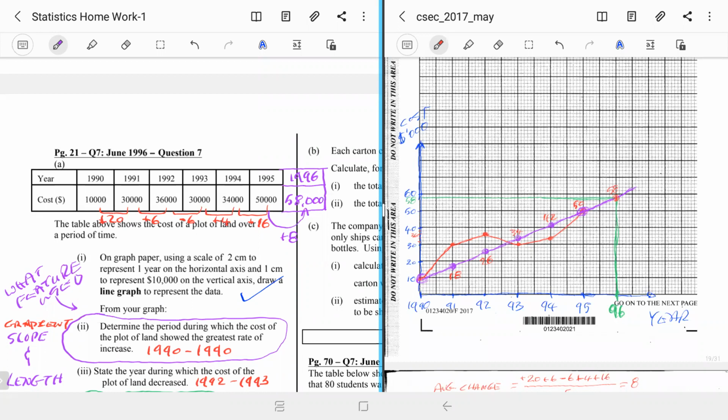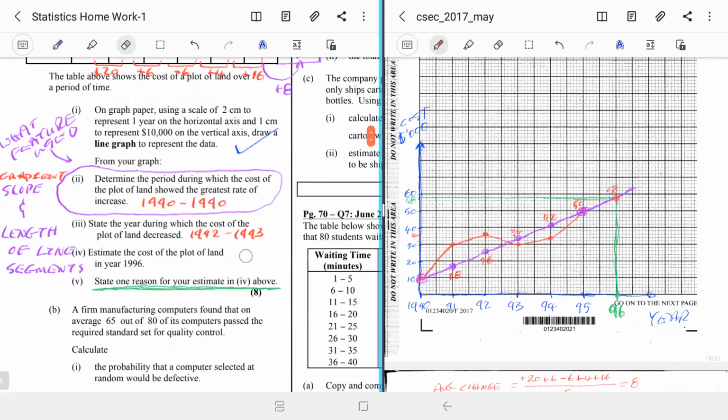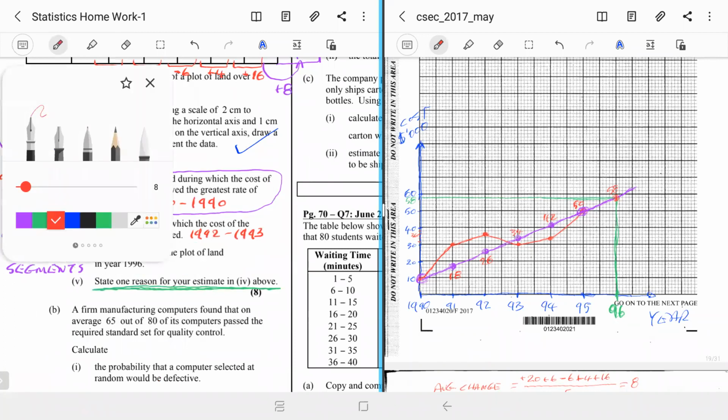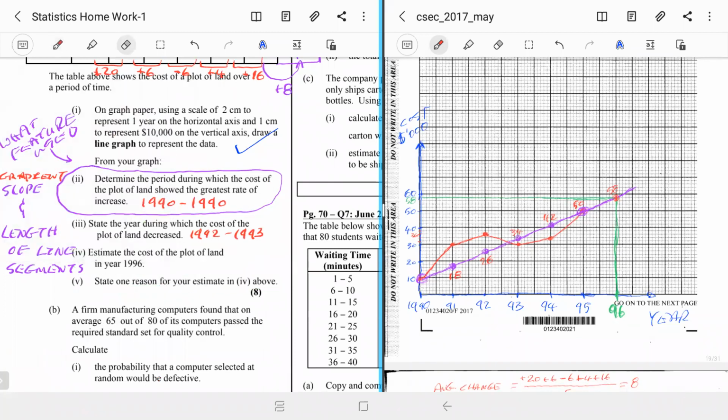Because it's that thing about rate of change and the value is changing. What you're doing, you basically assume that the average change will remain constant. So that's the reason. When I'm asking for the reason, this last one now, that is asking you for the reason, mark circle in red. This last one down there is asking to state one reason for your estimate.